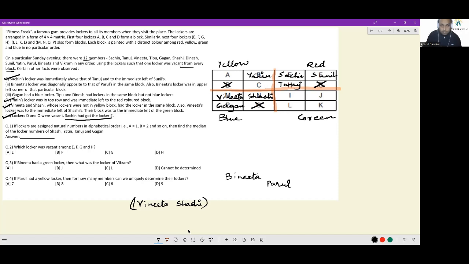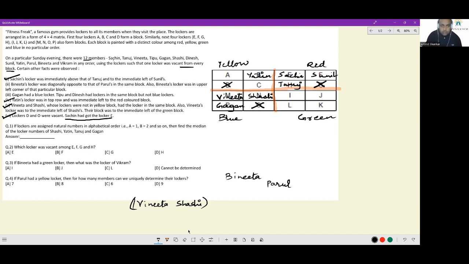The only points that are left are point 2 and point 3. Manita's locker was diagonally opposite to that of Parul in the same block. So it could be in the yellow block. It could be in the green block. Additionally, the only person that has not been assigned a locker so far is Dinesh.